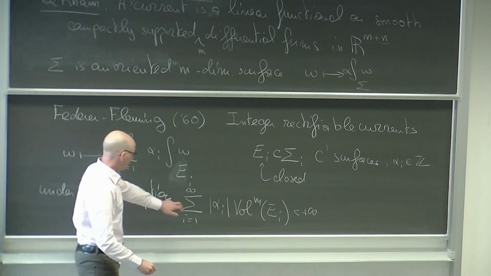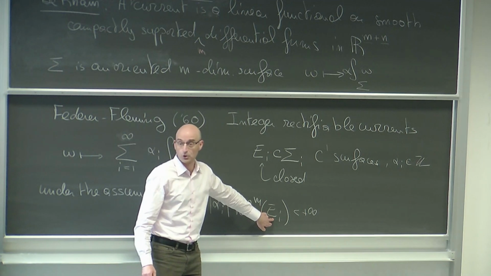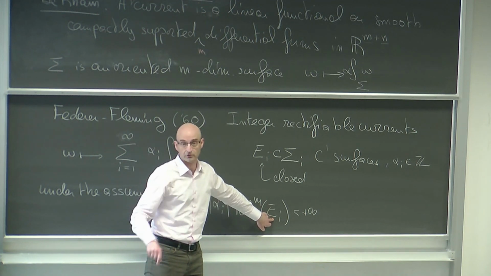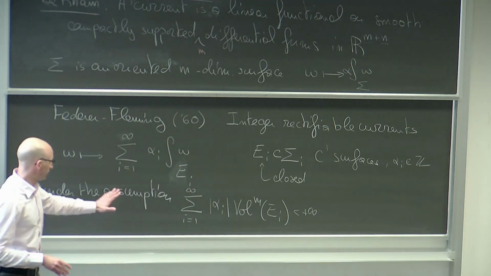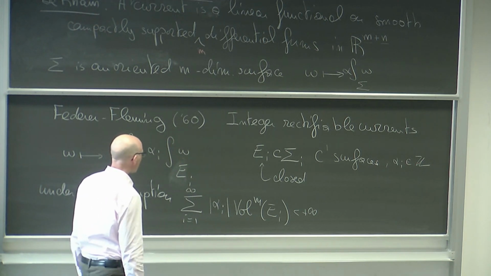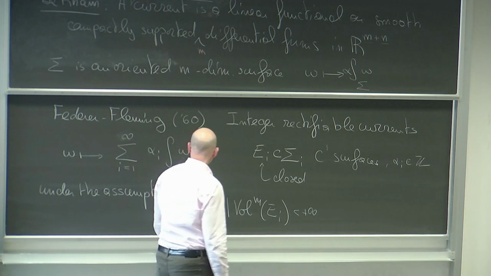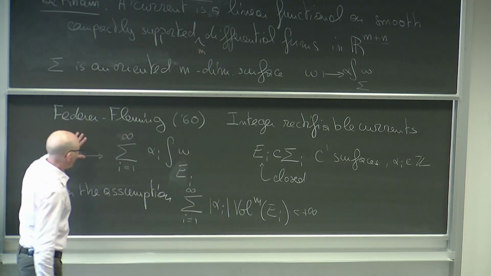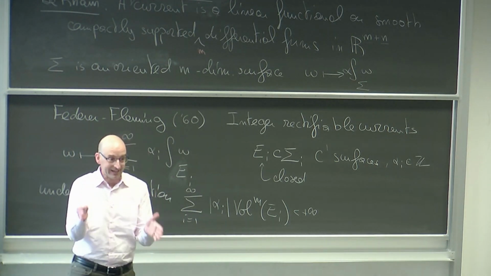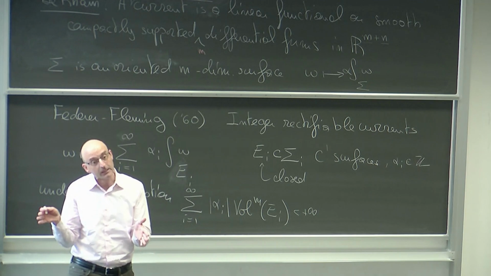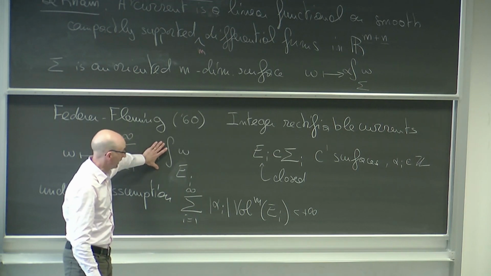So this is really going to be the mass of my current under the assumption that these Ei's are pairwise disjoint. And without loss of generality, you can believe me that you can assume this. Okay, so these are integral rectifiable currents, but in fact, integral currents are currents with the property that both the current and its boundary have that structure.